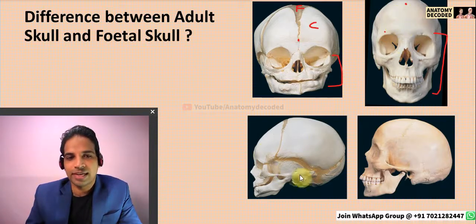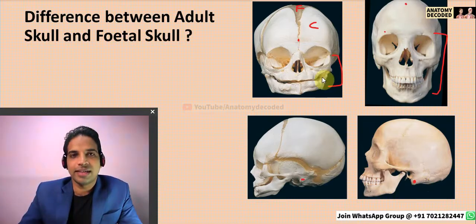And when seen from the lateral aspect, there is one important feature which is seen on the lateral aspect. This is the mastoid process. Mastoid process is seen well developed in an adult skull. It is not developed in the fetal skull. It develops due to the pull of the sternocleidomastoid muscle. It starts developing at the age of 2 years. So these are some differences between an adult skull and fetal skull.